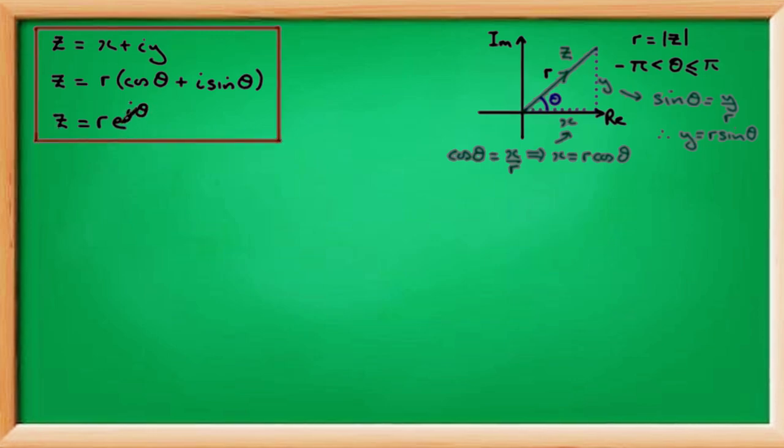Remember, e is the constant that you should be familiar with. e is roughly 2.718 and so on. Okay, so how do we go about proving this result? Well, let's just put here: proof.